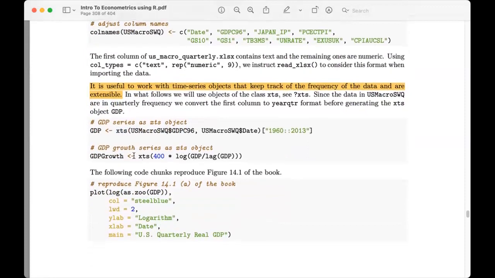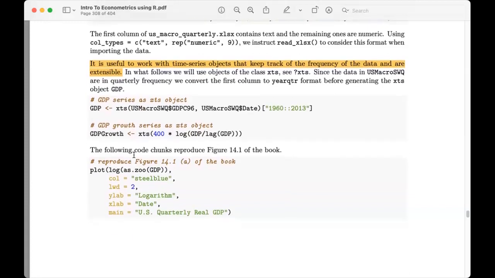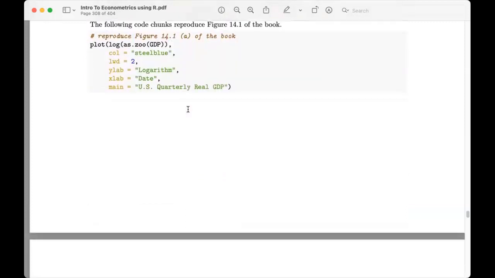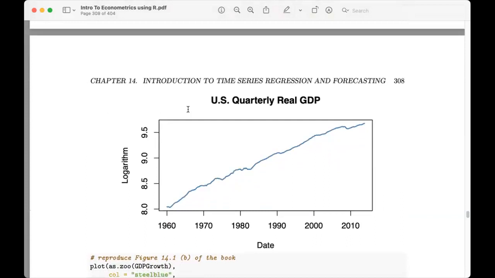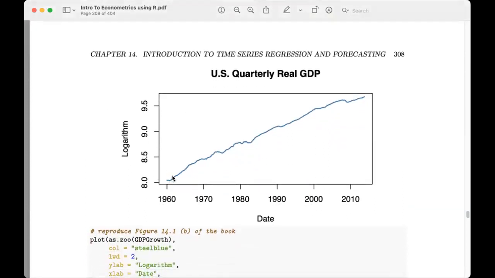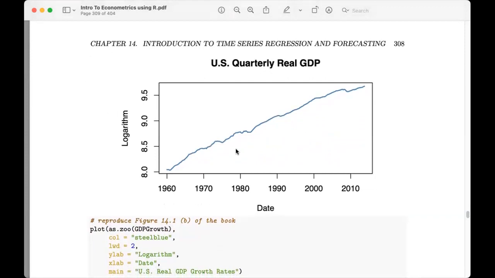And we could also get the growth rate of the series by using the log and the lag to adjust it for growth rates. Yeah, and that's it. This is the US quarterly real GDP. We could see it sort of has an upward trend. We usually take the logs and the lags just to help us normalize the data, and things like that.